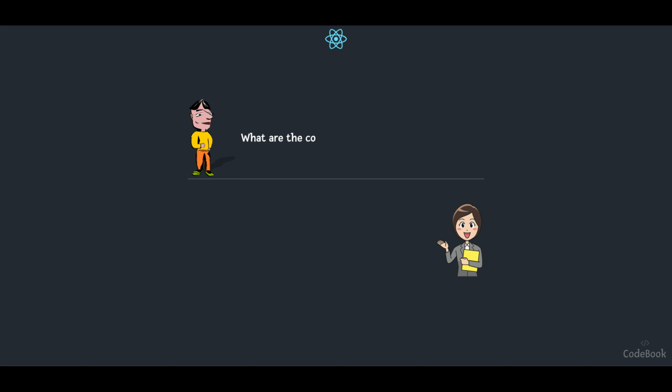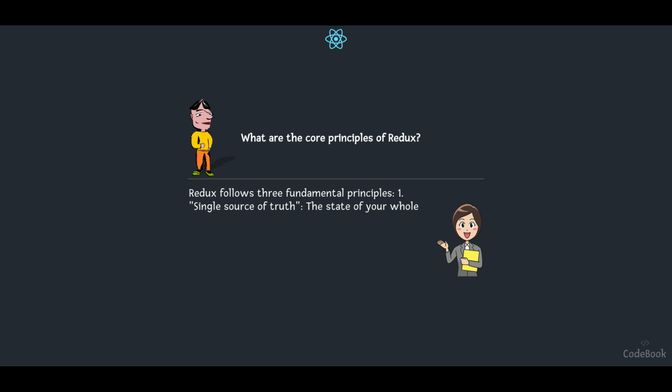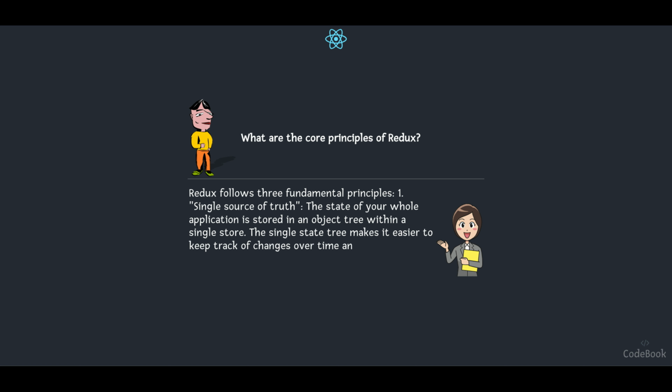What are the core principles of Redux? Redux follows 3 fundamental principles. 1. Single source of truth. The state of your whole application is stored in an object tree within a single store. The single state tree makes it easier to keep track of changes over time and debug or inspect the application.